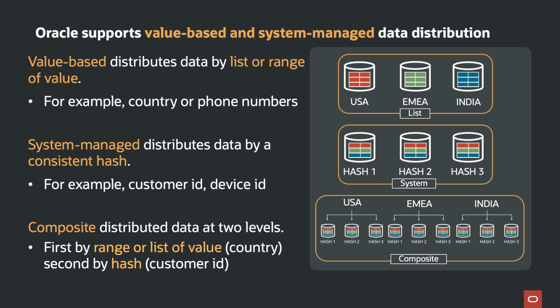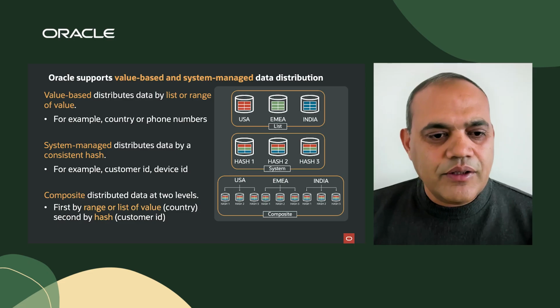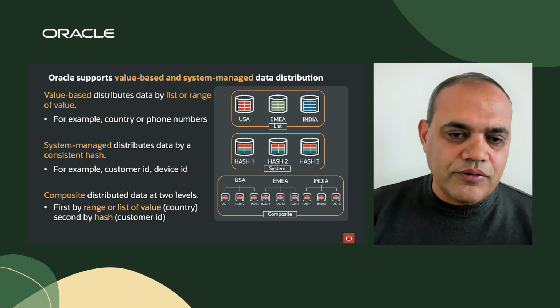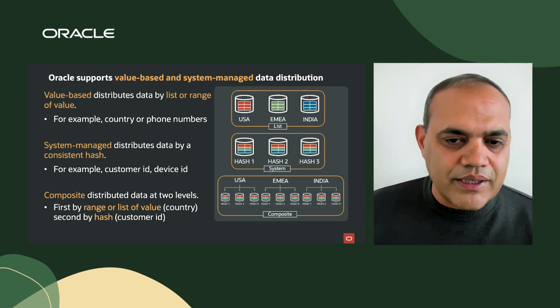or a device ID. Or composite data distribution, that distributes data at 2 levels by using 2 different sharding methods with 2 different sharding keys. For example, first by range or list of values, for example, a country, and second by a hash, which could be something like a customer ID.